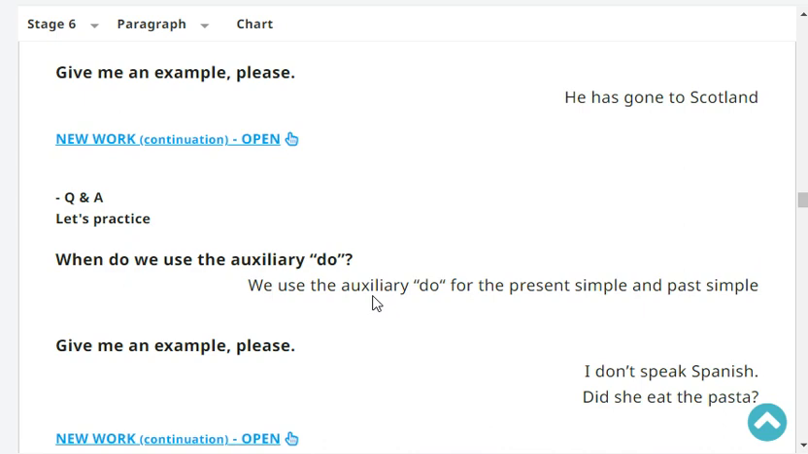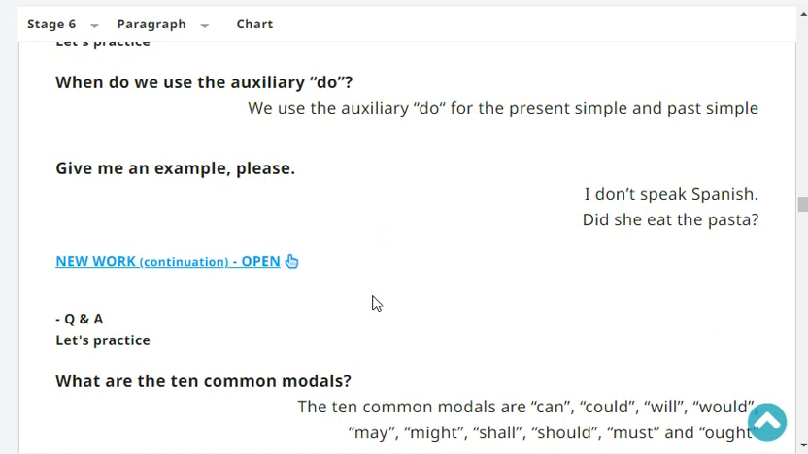When do we use the auxiliary do? We use the auxiliary do for the present simple and past simple. Give me an example, please. I don't speak Spanish. Did she eat the pasta? Very good.